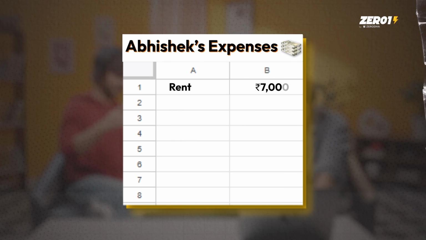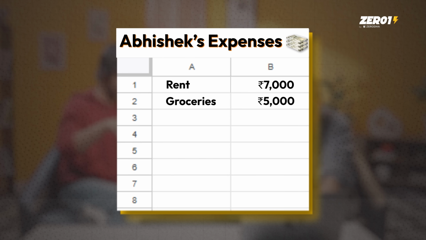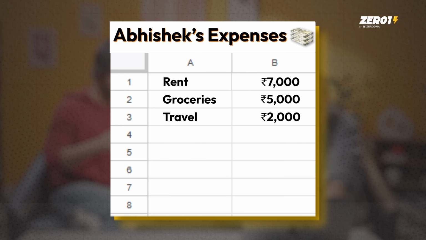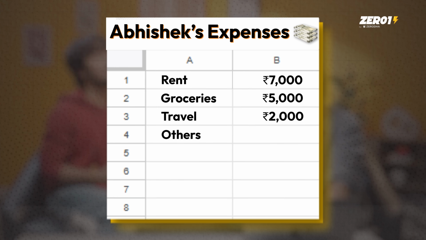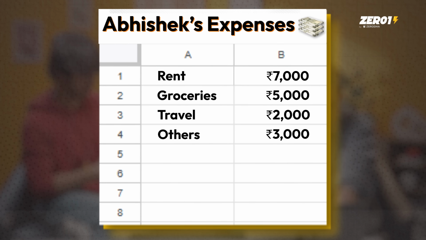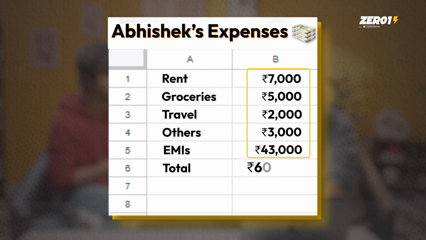Tell me all your expenses. I'll write it. Rent? 7,000. Groceries? Roughly 5,000. Travel and so on? 2,000, I travel a lot. And what about the other bills? You know, you drink your Coke and all those, hang out. Yeah, Pepsi. 3 to 4,000 or so. Anything else? The rest are just EMIs. Which is? 43,000. What? 43,000. Okay, so this total is 60,000.